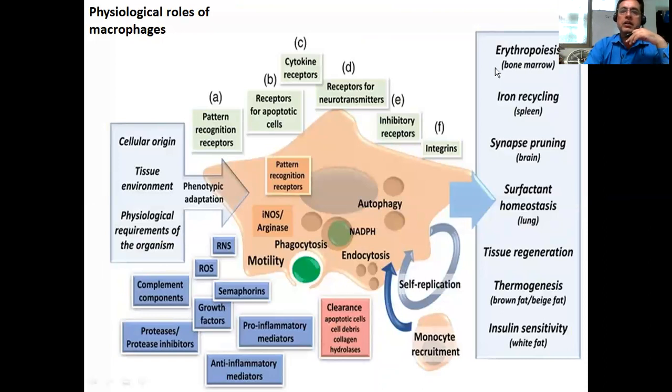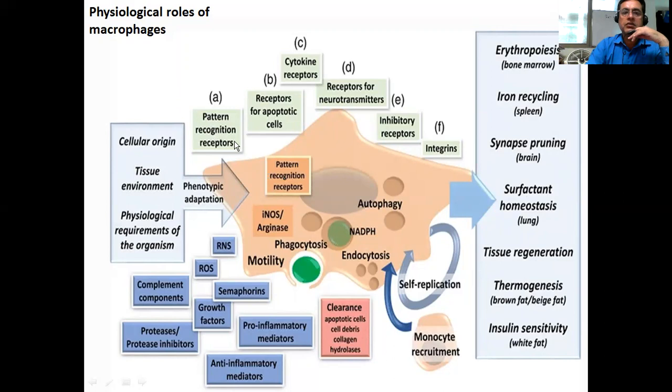They have a role in erythropoiesis, or RBC formation, and iron recycling, because they would take up the RBCs and break them down into pieces, and the iron which is formed is then recycled to the spleen for making use of it again for the purpose of making cells. Synapse pruning, surfactant homeostasis, tissue regeneration, thermogenesis, insulin sensitivity. These are all different functions that these cells are doing.